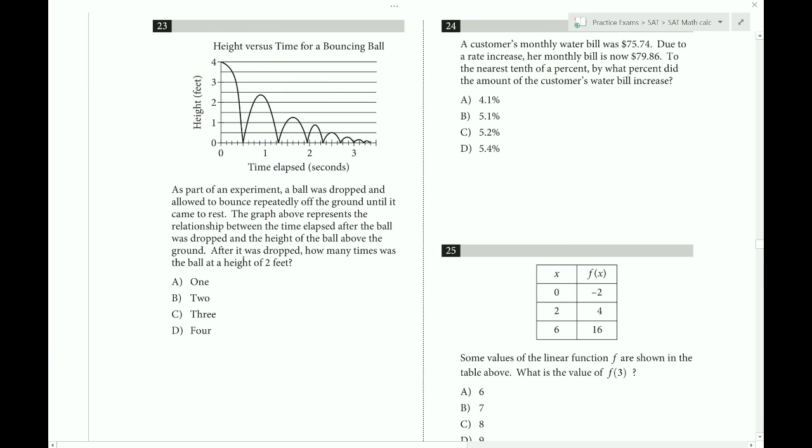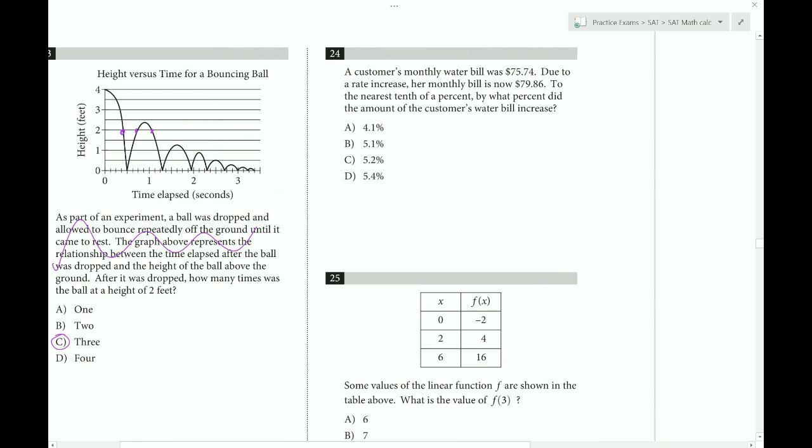Okay. After it was dropped, how many times was the ball at a height of 2 feet? Okay, so this is the ball. Here it's at a height of 2 feet. Here it is, 3 times. Notice how I didn't read all this? A lot of times you don't have to.